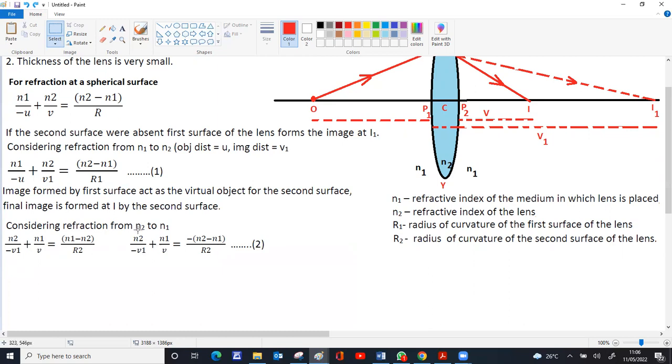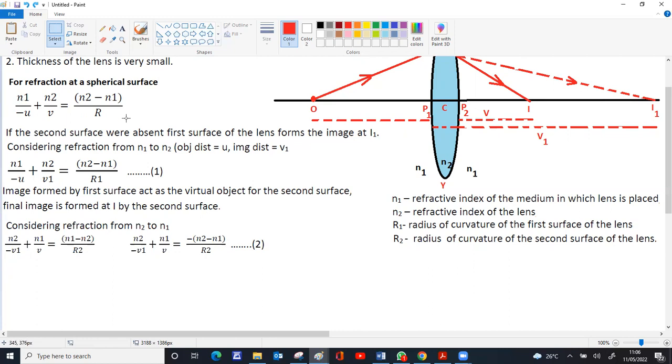N2, because the first medium is N2. N1 as the second part, because the second medium is N1. The same way, N2 minus N1 becomes N1 minus N2. The minus is already there. The object distance for the second case is the image distance of the first one. The image distance is the real image distance, which is V.